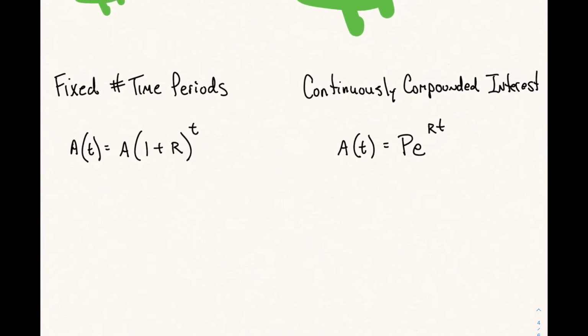On the left, you have the traditional kind of fixed number of time periods where maybe every year or every quarter, your money is, well, multiplied, right? So you gain more money every 3 months, every 6 months, or every year. On the right-hand side, we have this continuously compounded interest where your money is compounding kind of as fast as it possibly can. We have a number of different variables going on here.